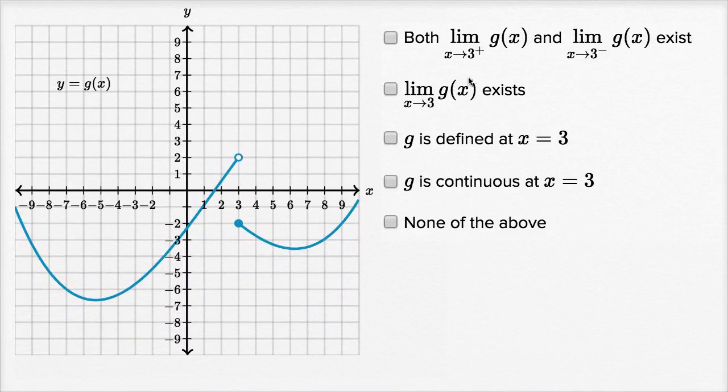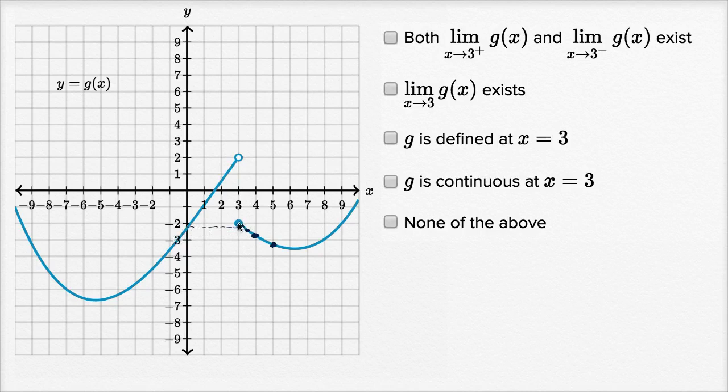So the first statement: both the right hand and the left hand limit exist as x approaches 3. So let's think about it. x equals 3 is where we have this little discontinuity here, this jump discontinuity. So let's go from the positive, from values larger than 3. When x is equal to 5, g of 5 is a little bit more negative than -3. g of 4 is between -2 and -3. g of 3.5 is getting a bit closer to -2. g of 3.1, it's getting even closer to -2.